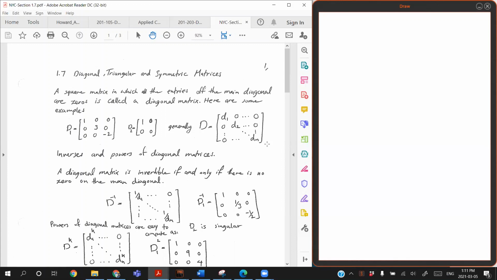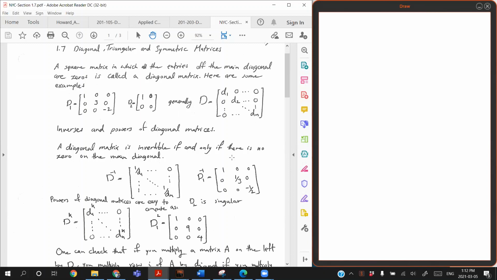Yes, Adriana? So an identity matrix is also a diagonal matrix? That's right. An identity matrix is a diagonal matrix. Okay, just want to be sure. Yeah, that's it. Because on the main diagonal, you have ones, and off the main diagonal, you have zeros. And since off the main diagonal, you have only zeros, that makes identity a diagonal matrix.